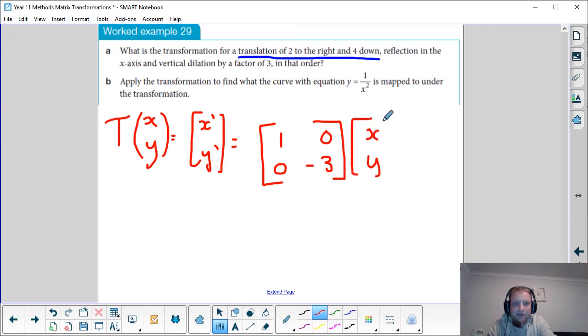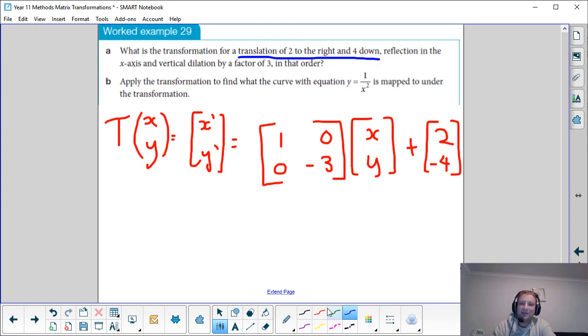And then we've been told that we are translating 2 units to the right. Okay, so that's positive. To the right on our graph is the positive number, so just put positive 2. And we're moving 4 units down, so you need negative 4. Now, the problem here is that they said things have to happen in that order. So the translations have to happen first.